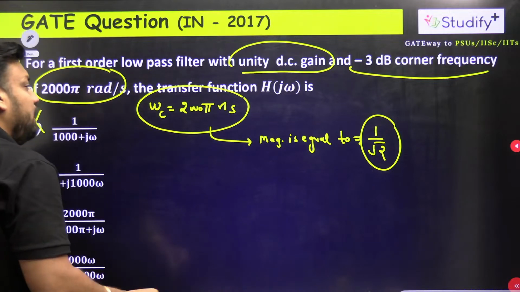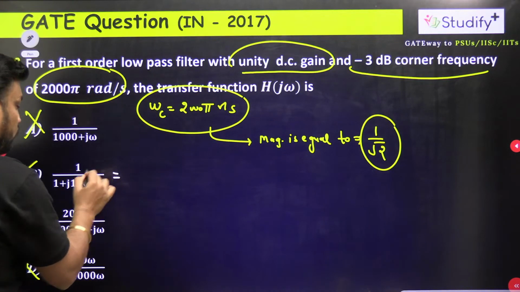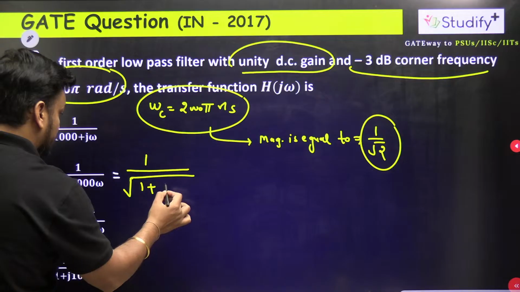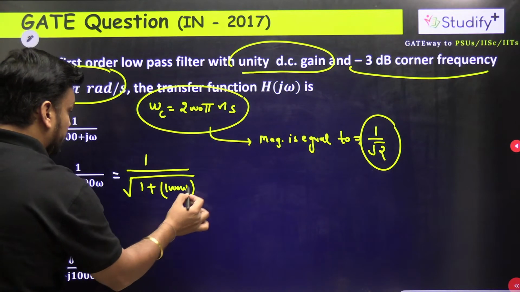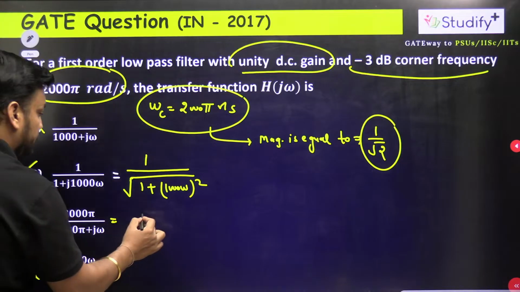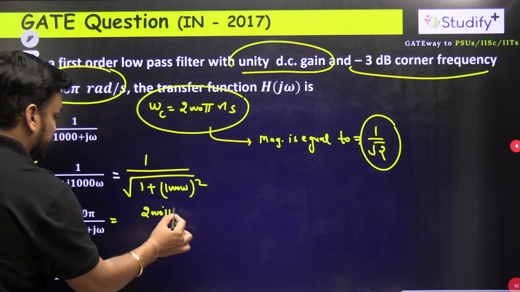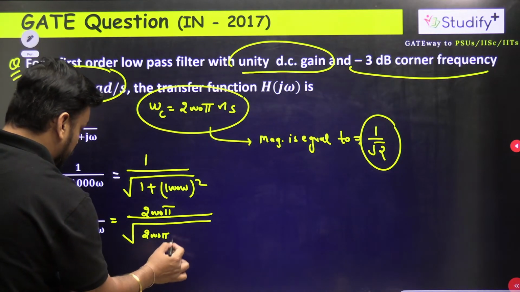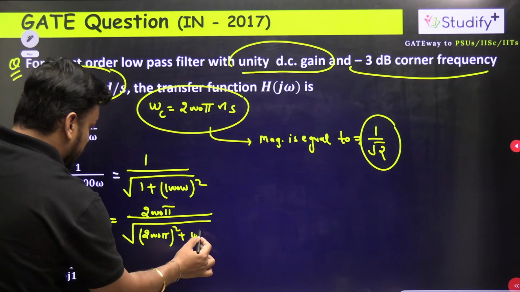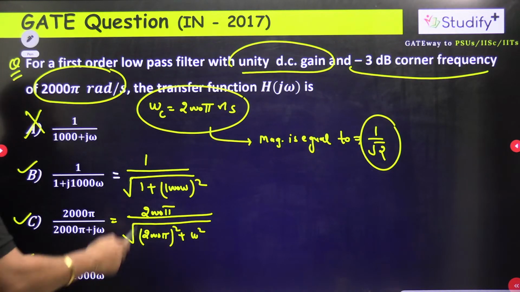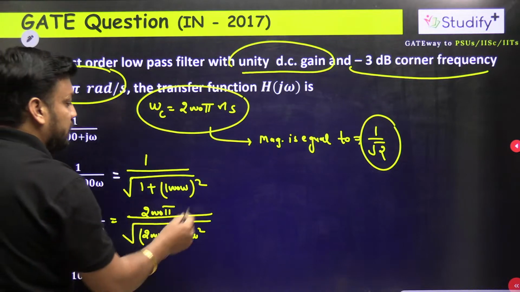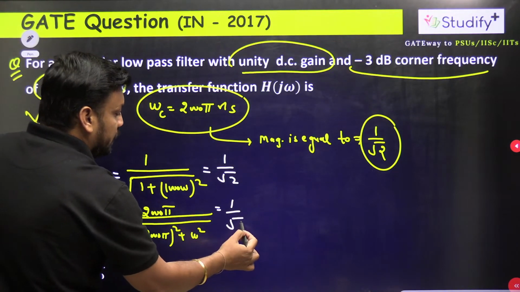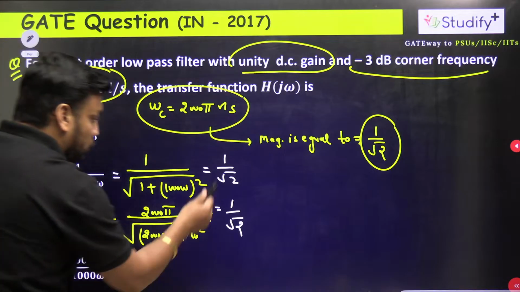So this means, if I write the magnitude equation for these two, you should write under root of 1 plus (1000 omega) whole square. It means under root of real part square plus imaginary part square. Or here you should write 2000 pi upon under root of (2000 pi) whole square plus omega square. Is this clear? Now tell me guys, in both the magnitudes you need to equate to 1 by root 2. You have to check whether both should give 1 by root 2.